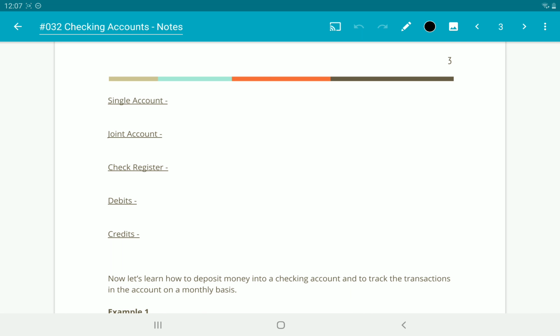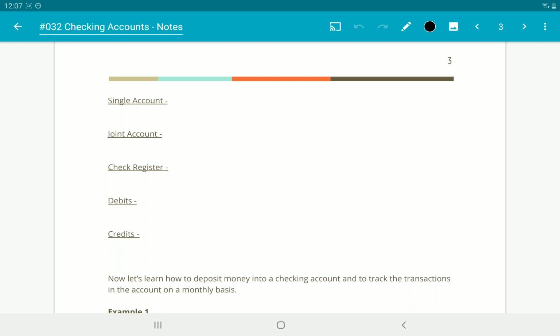These are no longer different types of accounts necessarily, just more terms. So a single account is owned by one individual. Like if you're single and you're an adult, you can have that account. And then a joint account is an account owned by more than one individual, so like married couples or dating couples oftentimes use this.